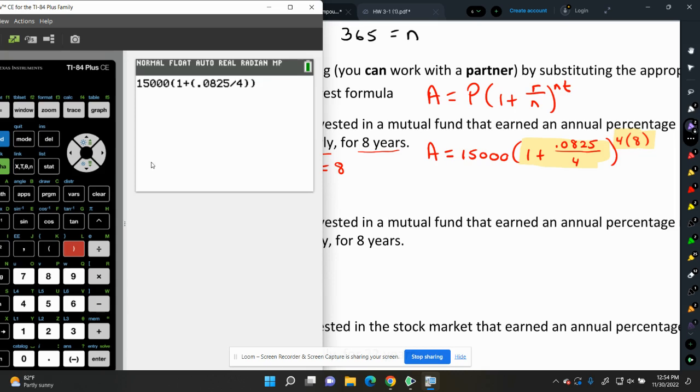And what I was showing Jessica was when you're using parentheses, count your left parentheses and your right parentheses. We should have the same number. So I have 2 left parentheses, so I should have 2 right parentheses. And then this is to the power of 32. And I get 28,827.68.